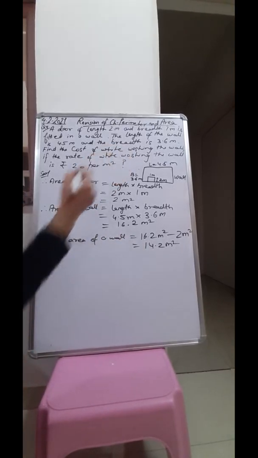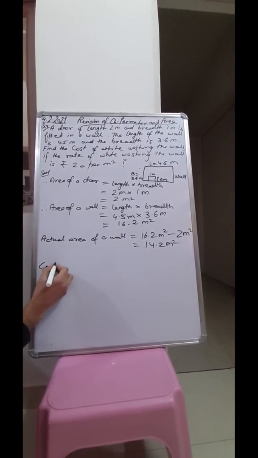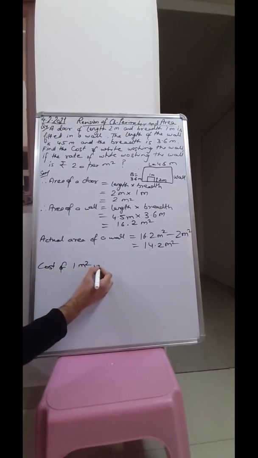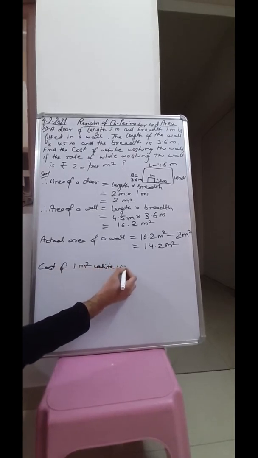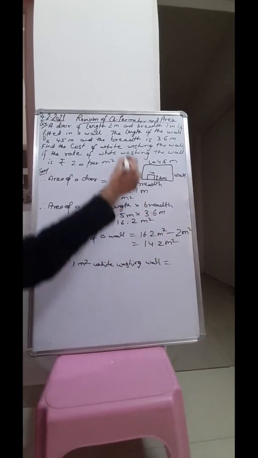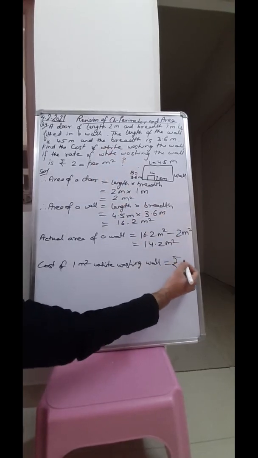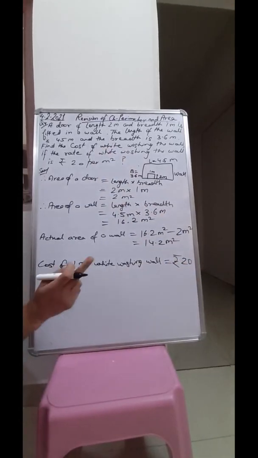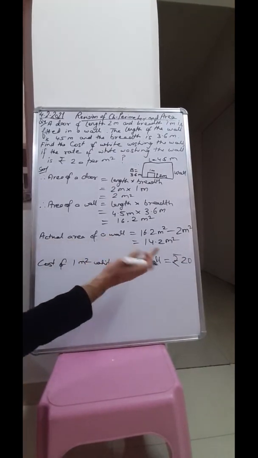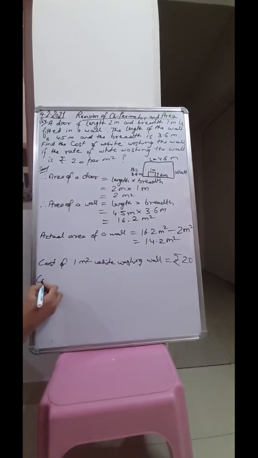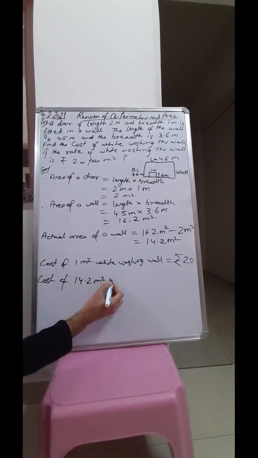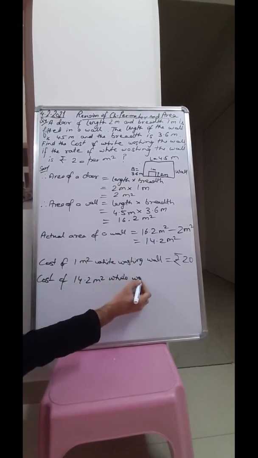Now here we have been given the cost of 1 meter square of whitewashing the wall, that is rupees 20. So this is the cost of 1 meter square, and we have been asked to find out the cost for the actual area of the wall to whitewash, that is 14.2. So that means the cost of 14.2 meter square whitewashing the wall.